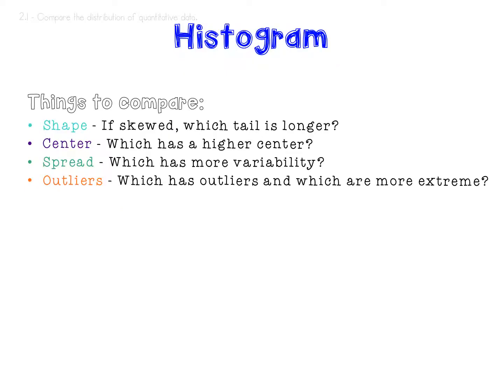So when I'm comparing the distribution of 2 histograms, the things that I should be comparing have to do with the things that we analyze when we look at that overall pattern. So I'm looking for shape. So if both are skewed, which one has a longer tail? I'm looking at the center, which has a higher center, so more frequency in that spot. Spread, which one has more variability? Variability is the distance from the smallest number to the largest number. So I'm looking for which one is more spread out. And outliers, which has outliers that are more extreme.